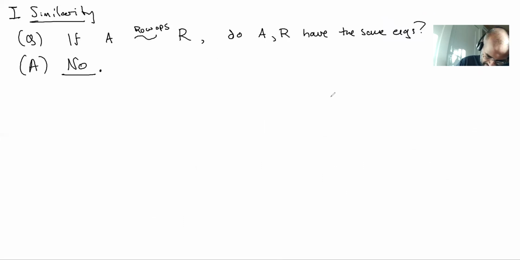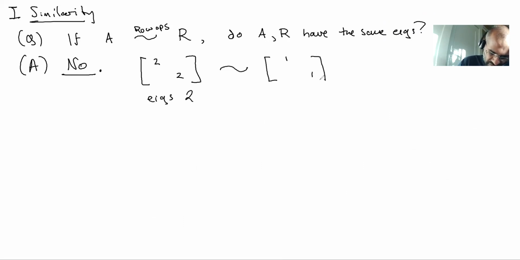Great, somebody gave a very simple example. Consider the matrix 2, 2. This has eigenvalues just 2. And this can be row reduced. The row echelon form is 1, 1. And this has eigenvalues 1. So no way, actually, right? Any invertible matrix is row equivalent to the identity. But certainly the eigenvalues don't have to be 1, right? So not at all.